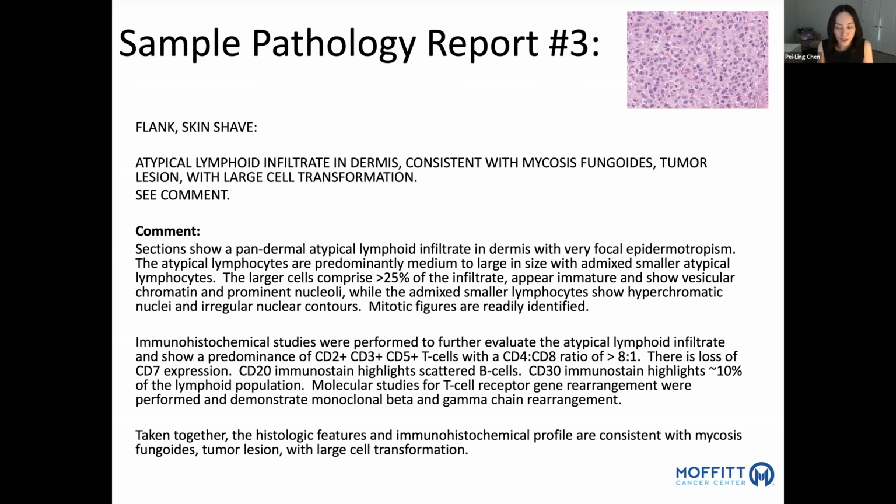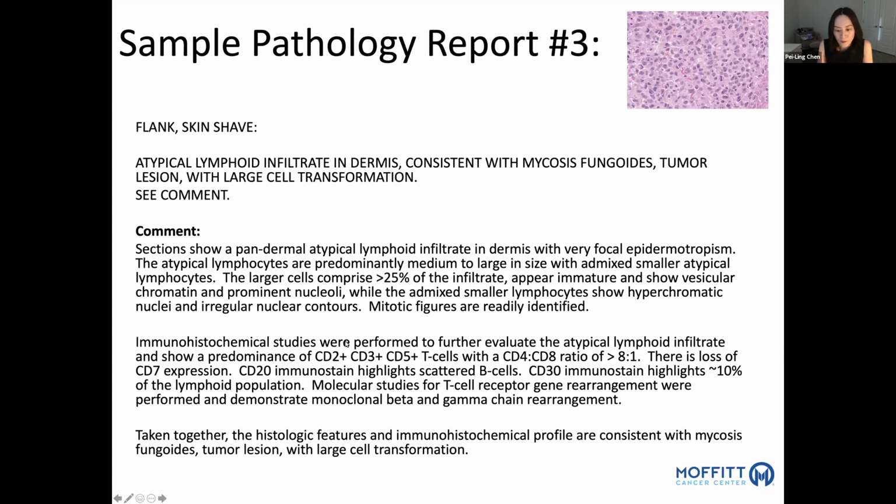They appear immature and show vesicular chromatin and prominent nucleoli, while the mixed smaller lymphocytes show hyperchromatic nuclei and irregular nuclear contours. So I describe a large cell population and a smaller cell population. I also put in, based on what I see on the microscope, a comment saying mitotic figures are readily identified. So the clinicians would have a very good picture, as if they can see what I see under the microscope.